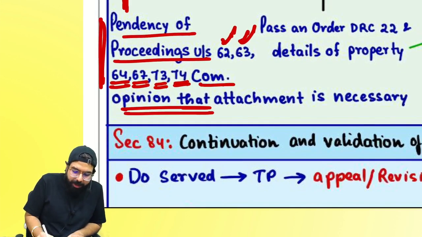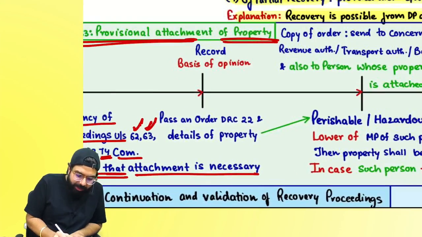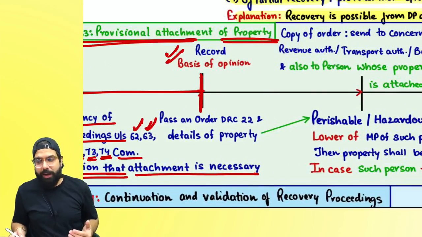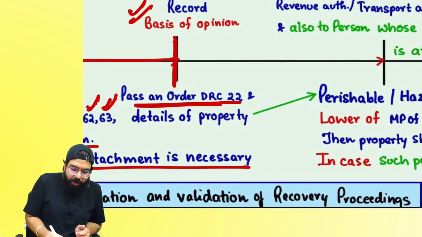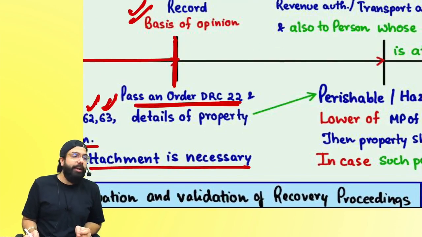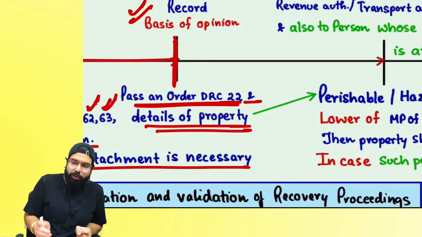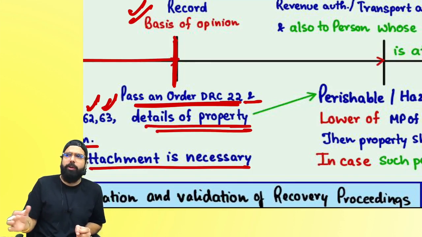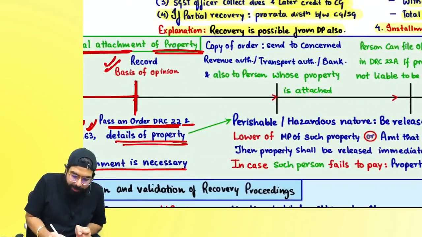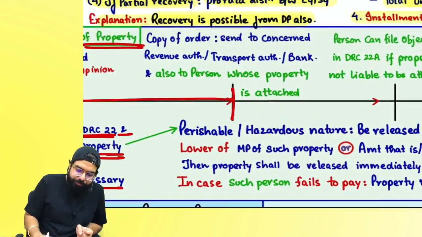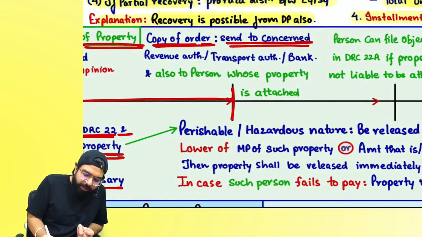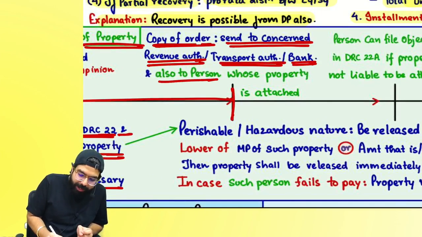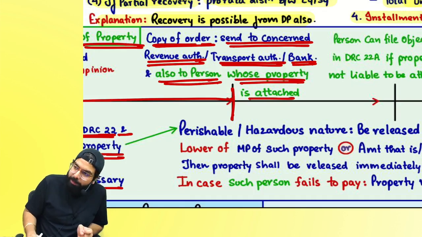The Commissioner is of the opinion that attachment is necessary. First he will record the reason why he has such an opinion against you. Then he will pass an order in GST DRC 22, and details of the property to be attached will also be stated. The officer will send a copy of the order to the concerned revenue authority, transport authority and the bank. Right, everyone? It will also be sent to you, whose property has been attached.